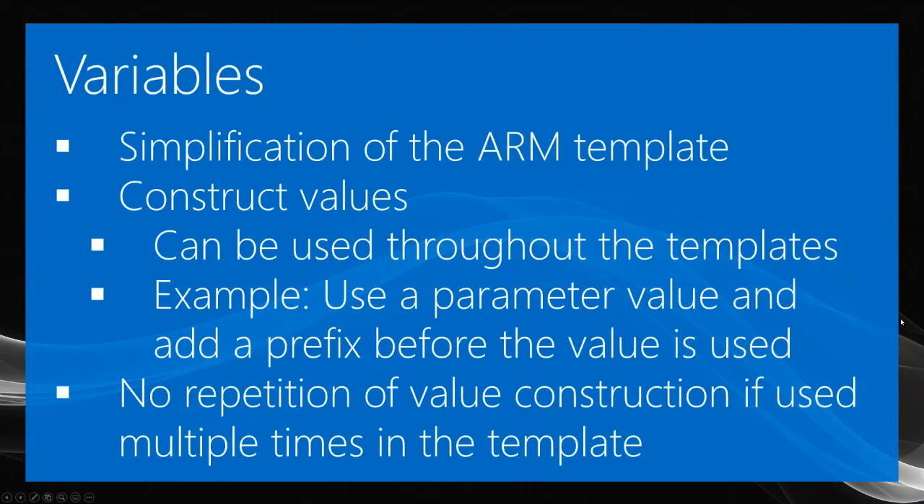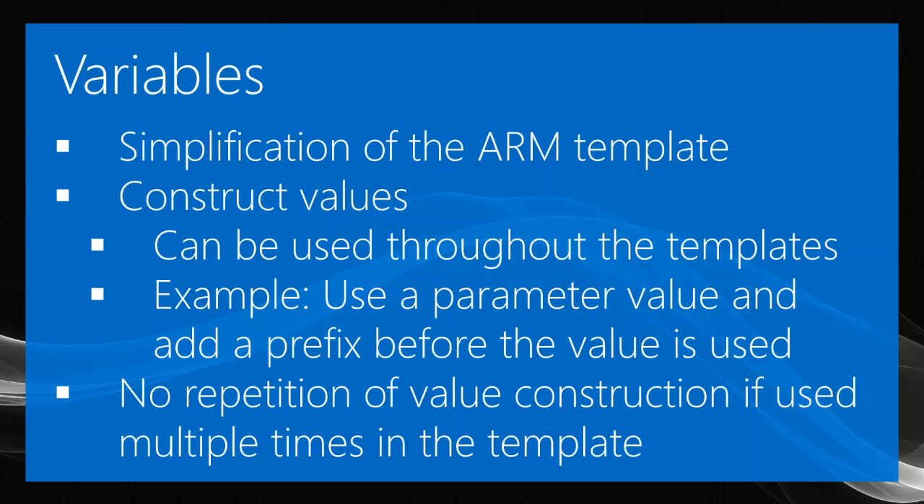So we talked about parameters, and there's another section in the ARM template, which is named variables, and can sometimes be a little bit confusing. What's the difference between parameters and variables? Well, parameters are actually submitted during deployment time of the ARM template, while variables are used inside the ARM template to somehow simplify the code or the procedure to deploy your ARM templates. So normally variables are used to somehow construct values.